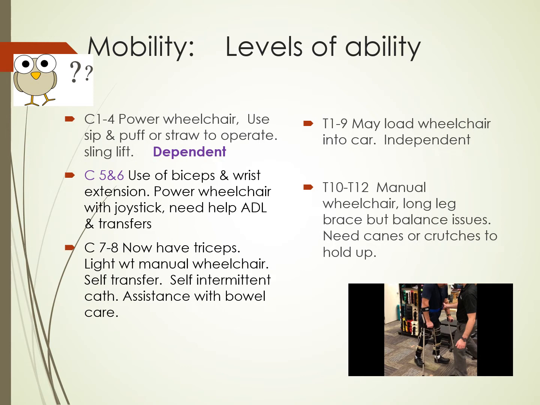And then T1 through 9, more independent, can even load their wheelchair into their car. T10 to T12, they're more mobile with long leg braces, but really they're supporting themselves with braces or canes. They have significant balance issues.